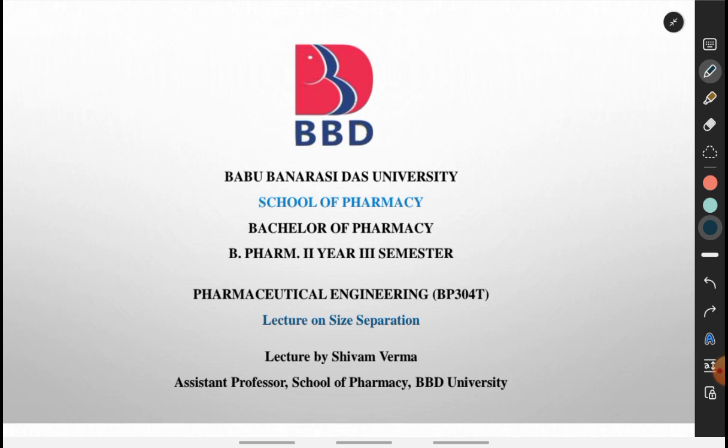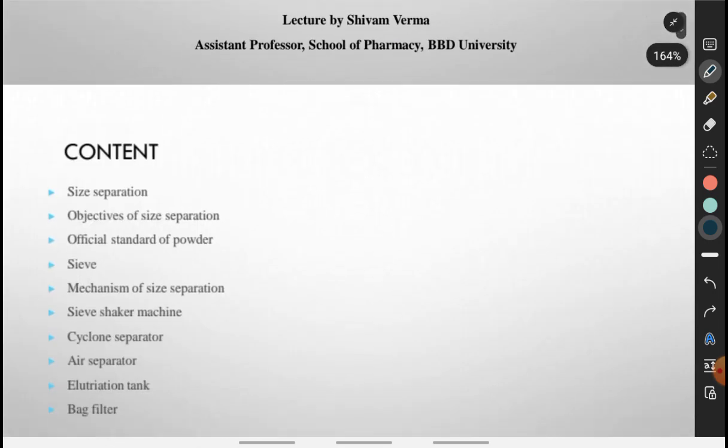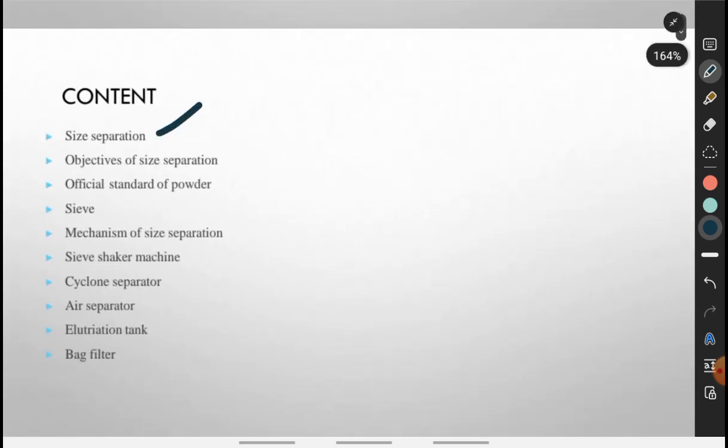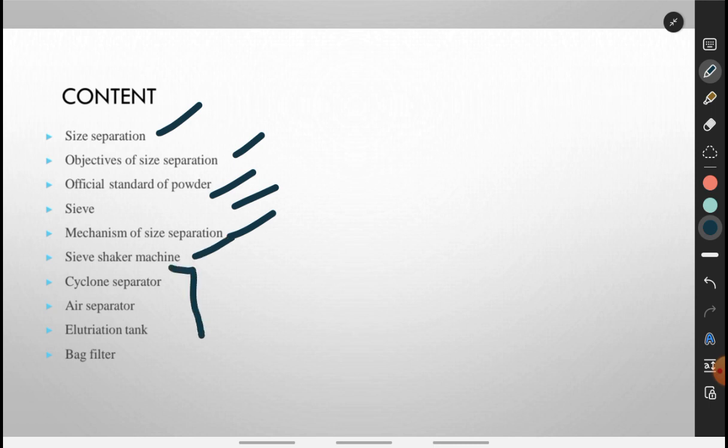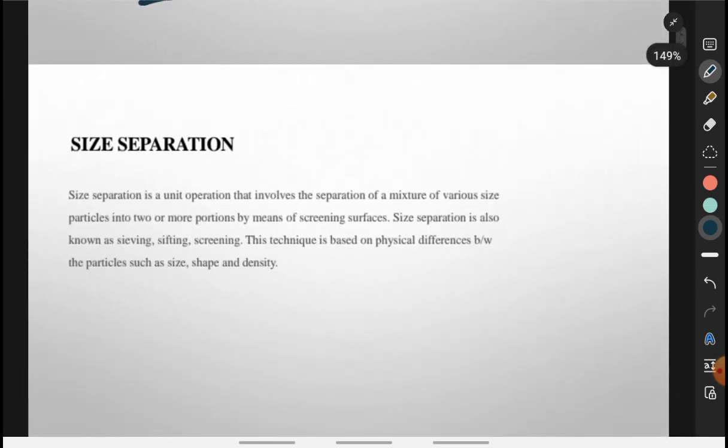We are discussing size separation. We have discussed size separation, their objective, their official standard, sieves mechanism, and sieve shaker. Today we will discuss the cyclone separator, air separator, elutriation tank, and pack filter.